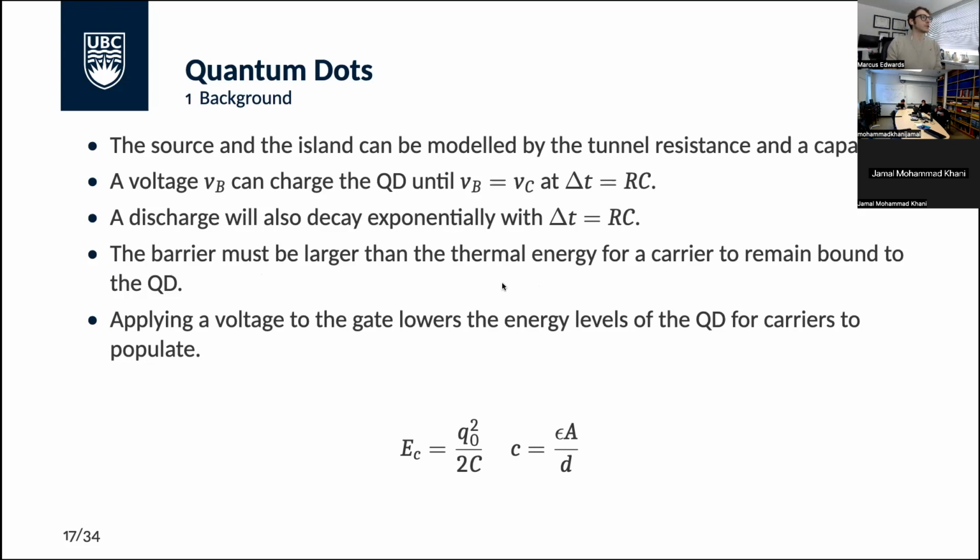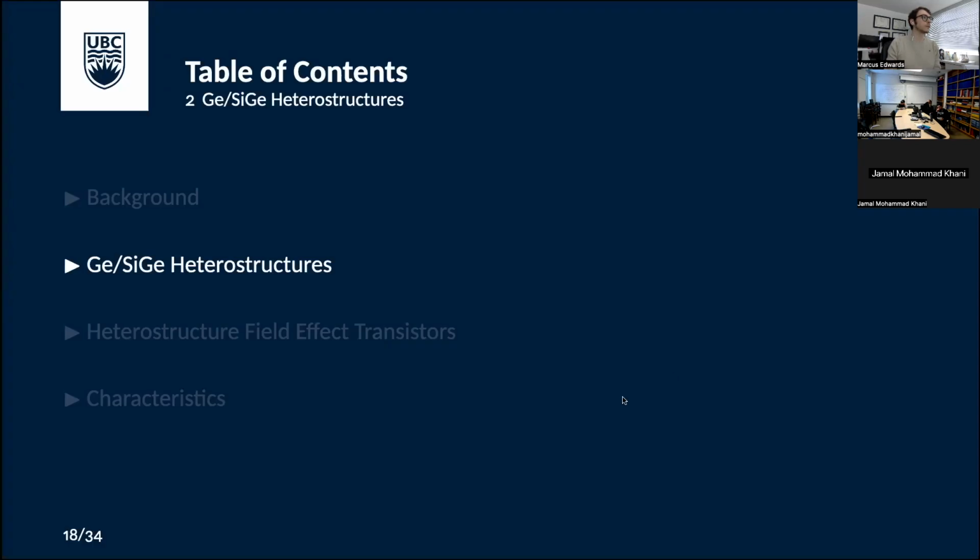So applying a voltage, as I said, to the gate lowers the energy levels of the quantum dot for carriers to populate, and this is how we can control our dot population. Then I have the equations just for the capacitor. C equals epsilon A over D. That's basically the parallel plate capacitor equation. And then the energy of the quantum dot, energy stored in the capacitor here. So that's our background. Now I'll get into the actual SiGe heterostructures that the authors present.